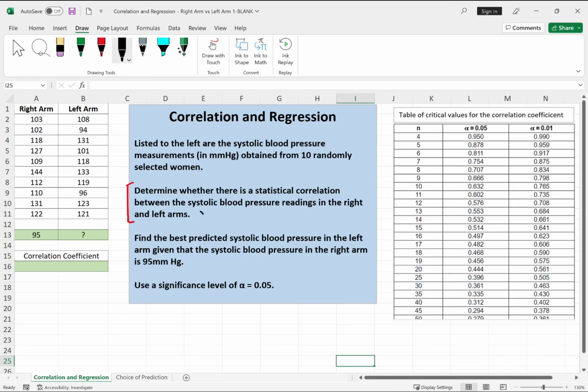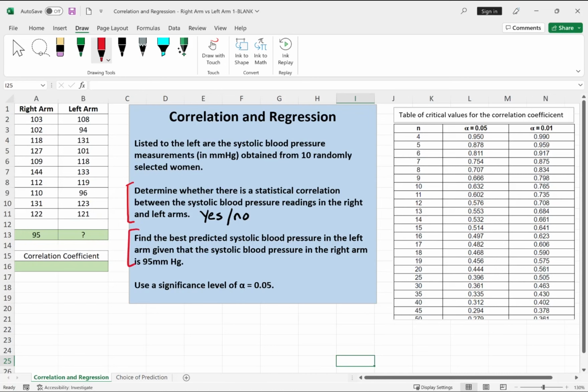Okay, so remember, that's not that it's an easy thing to do, but it's simple as in it's very succinctly stated. It's a yes-no question. So yes or no, is there a statistical correlation? The second question is, find the best predicted systolic blood pressure in the left arm, given that the measurement in the right arm is 99. So that's what we have here. So that question mark is where our answer is going to go for this second problem.